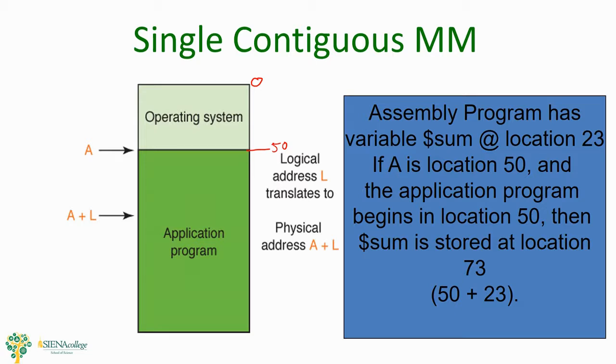Now, in our application program, we used the relative location 23 for our variable sum. Now, it can't load here. That's the operating system. Our variable sum is going to be somewhere in the middle. It's going to be 23 down from the start of where the application was actually loaded. The application started loading in our example at address 50. 50 and 23 gives us 73. So sum in our example here will be at address 73.